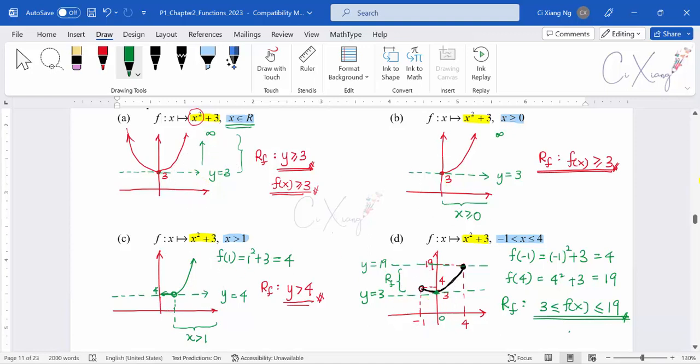So this is just an introduction about the domain and range for a function. We'll discuss more different examples on how to decide the range in the next few videos. All right.